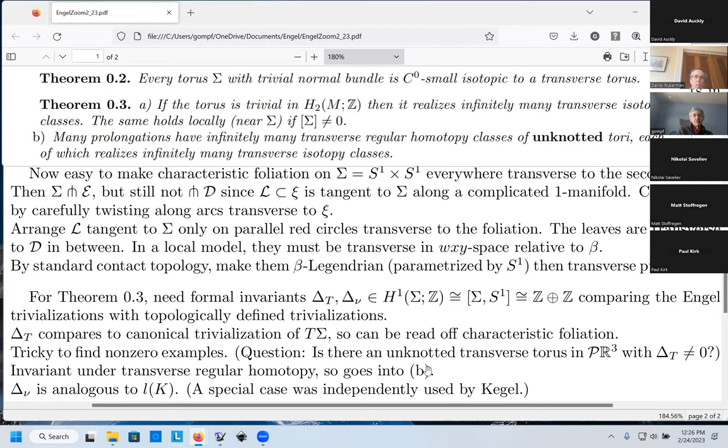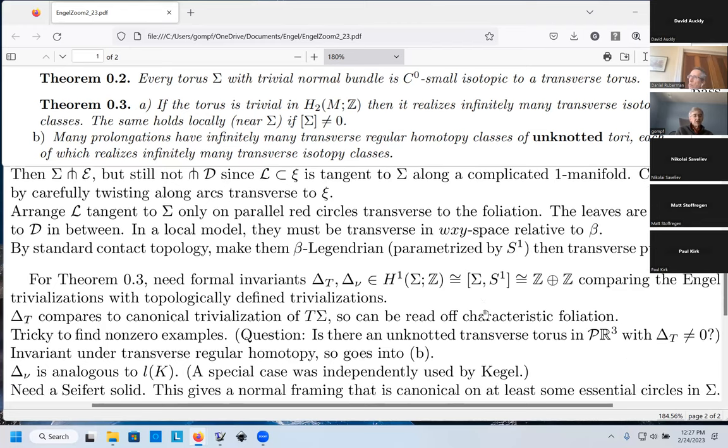I'll cite him for that. But what we're aiming to do here is something much more general. For example, we want to just do this for any torus at all made transverse. And so I think that works more easily from the point of view I've described here, of thinking of it as a formal invariant, comparing the Engel trivialization with some topological trivialization.